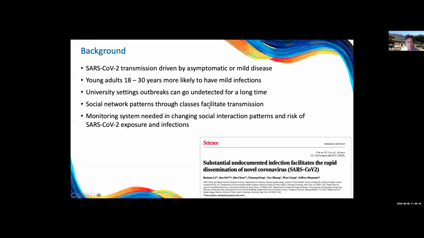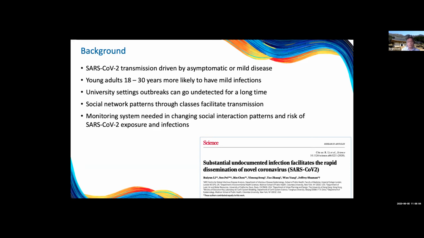SARS-CoV-2 transmission, we know from multiple studies, is primarily driven by asymptomatic or mild disease that is just not detected over time. So there's a lot of transmission that occurs before a case gets diagnosed. We also know that young adults aged 18 to 30 years are much more likely to have mild infections compared to older adults. Taken together, you can imagine a situation where outbreaks in university settings can go undetected for a long time before the first case gets diagnosed.